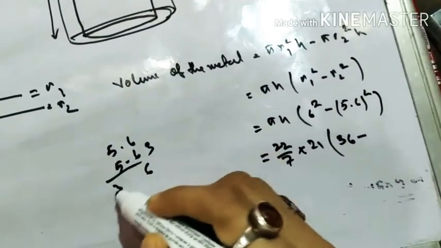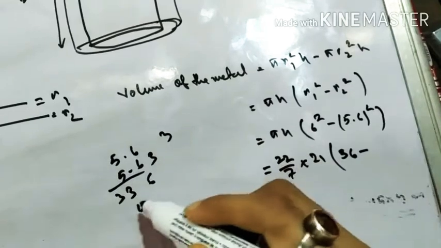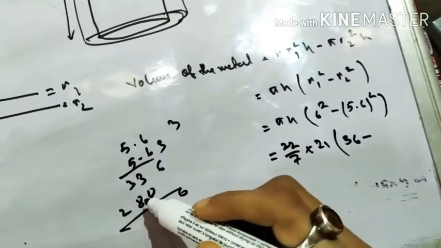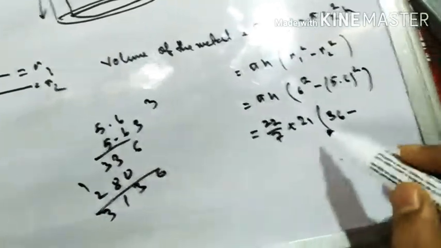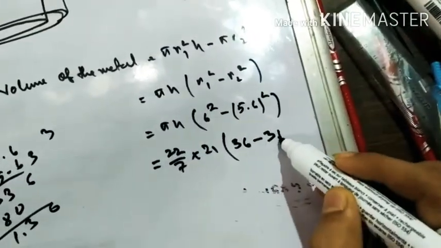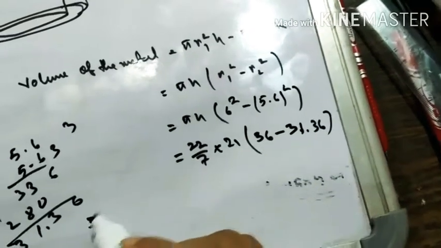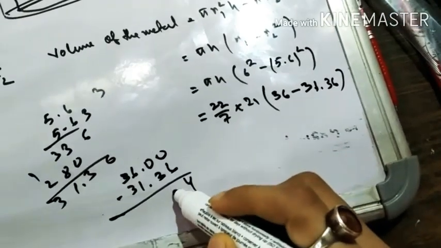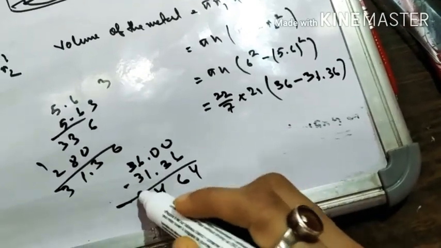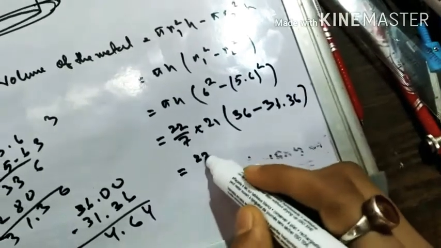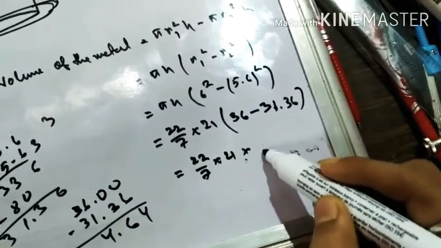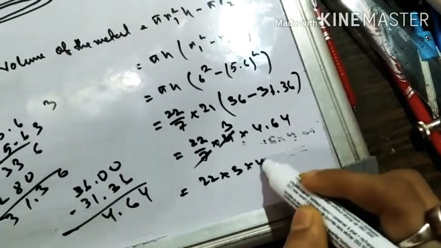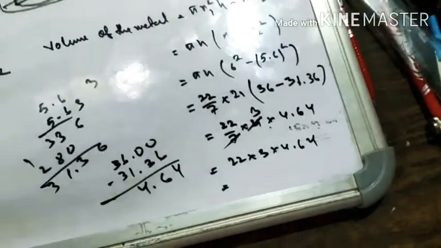6 sixes are 36, 5 sixes are 30, 5 fives are 25, and so I will get 31.36. Then 36.00 minus 31.36, I will get 4.64. So it is equal to 22 by 7 into 21 into 4.64. 7 threes are 21, so 22 into 3 into 4.64. If you do this, you will get the answer.